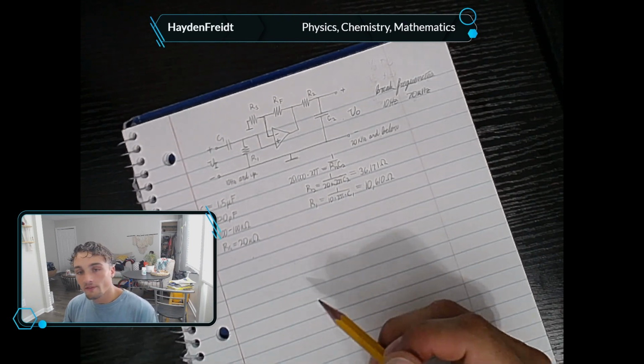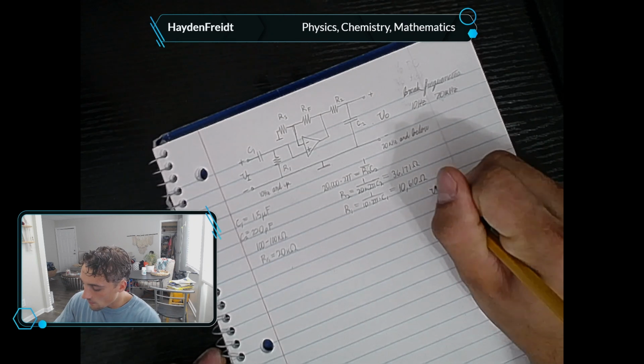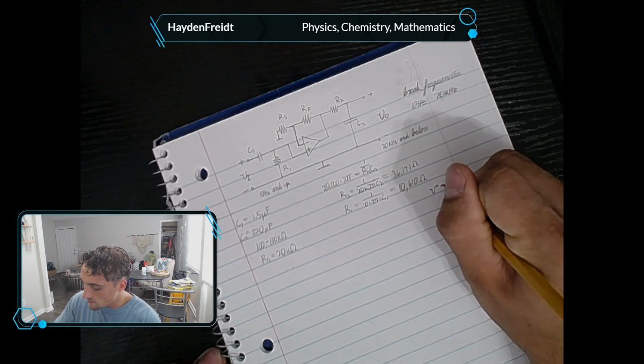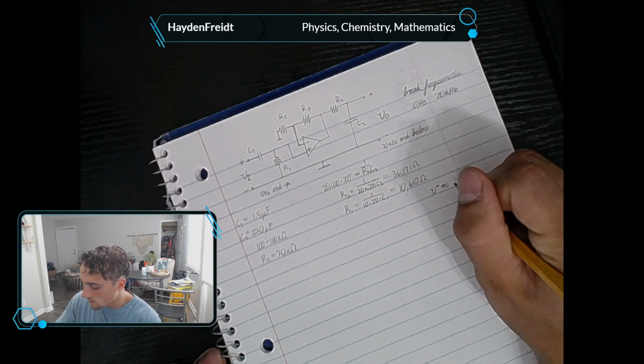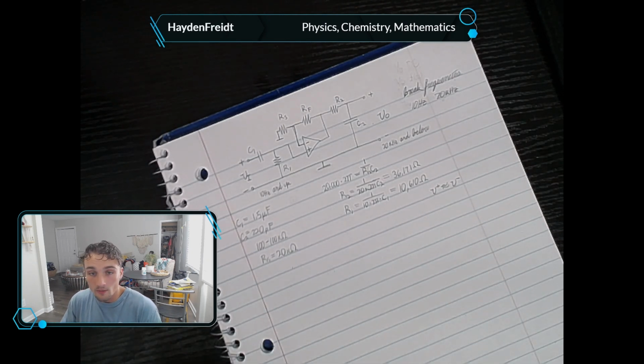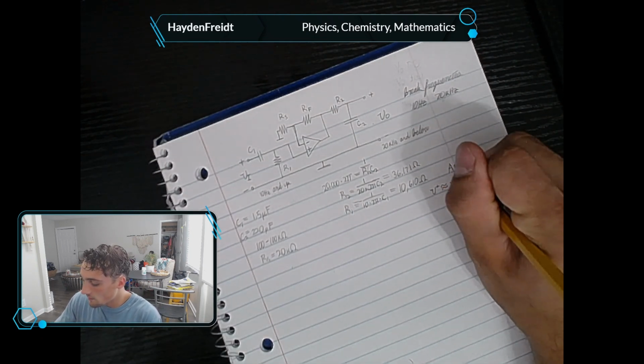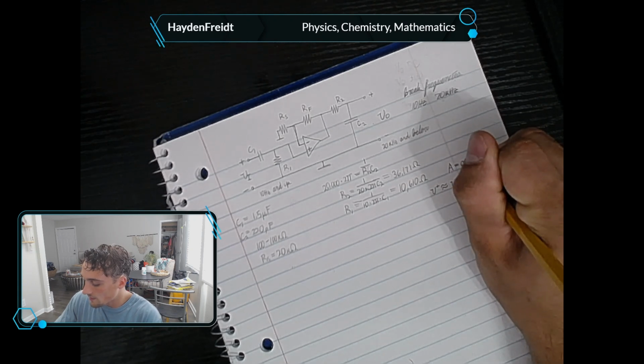We know that we've been given an ideal operational amplifier. In an ideal world, our non-inverting input is approximately equal to our inverting input. This is because an ideal operational amplifier has a loop gain of infinity.